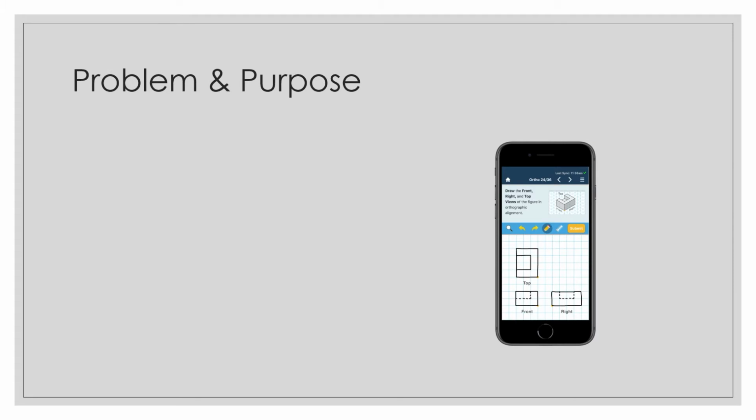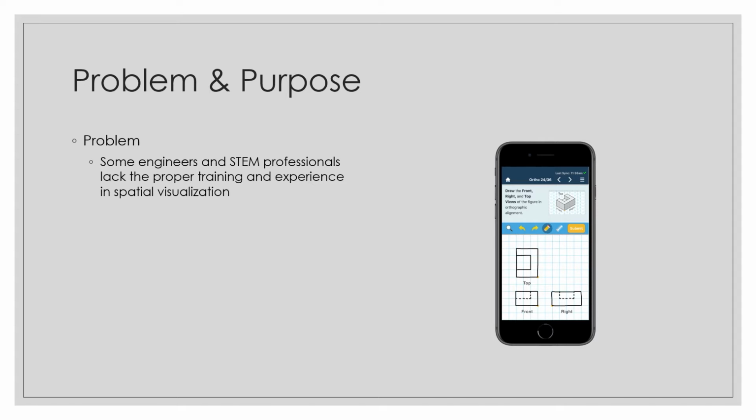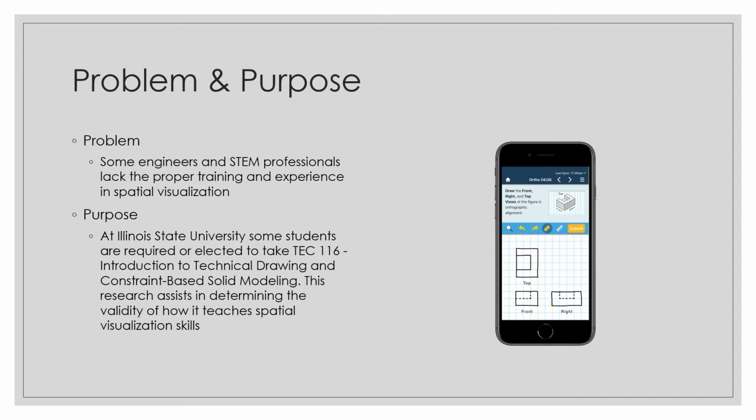Okay, so our first statement is our problem and purpose. The problem statement that was observed was some engineers and STEM professionals lack the proper training and experience in spatial visualization, and we'll get to what spatial visualization is. The purpose of this study is that at Illinois State, some of the students are required or elected to take this Tech 116 course. The full name for the Tech 116 course is the Introduction to Technical Drawing and Constraint-Based Solid Modeling. This research assists in determining the validity of how it teaches spatial visualization.